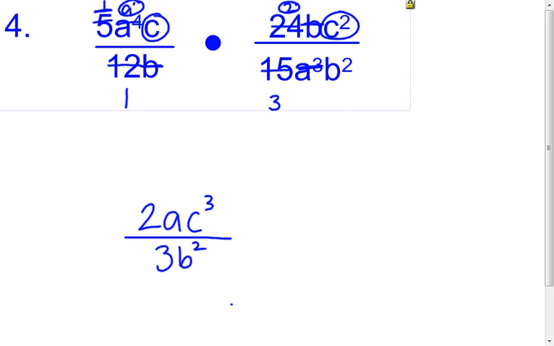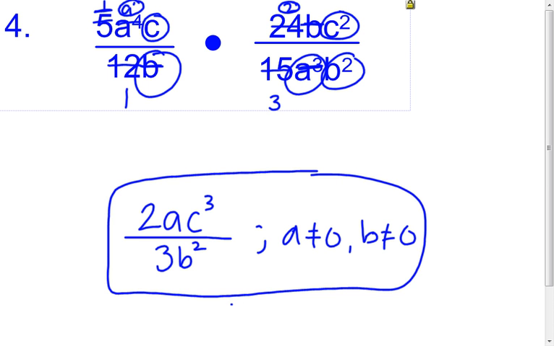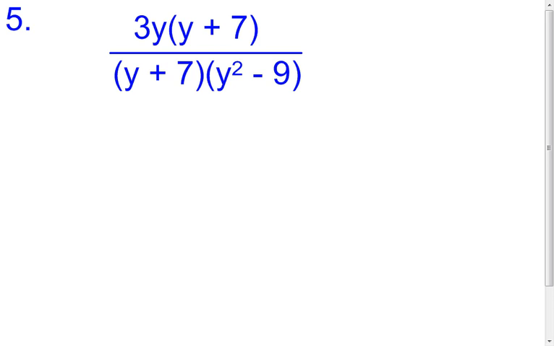Okay, so right here, B can't be 0, and same thing here, B can't be 0, and here your A can't be 0 either. Okay, so A can't be 0, and B can't be 0. All right, moving on.